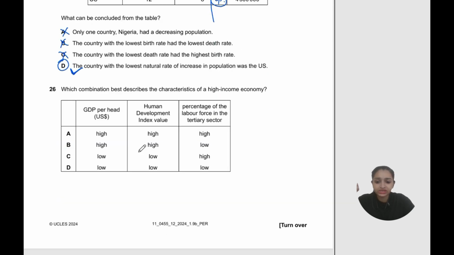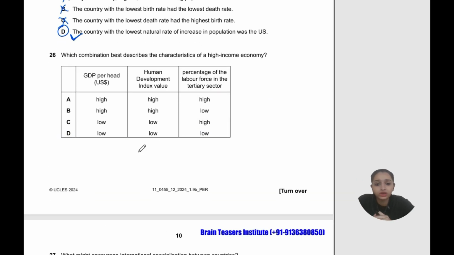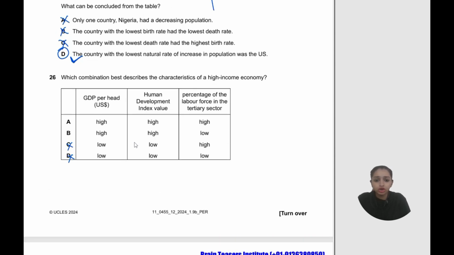Next question is 26th. What combination best describes the characteristics of a high income economy? Now, obviously, if it is a high income economy, GDP per capita has to be high. So C and D are not an option. Human development index has to be high. Again, A and B. And percentage of labor force in the tertiary sector. We have learned this, that a general trend is that most of the population is employed in the tertiary sector. So all the three options should be high. So A becomes the answer.